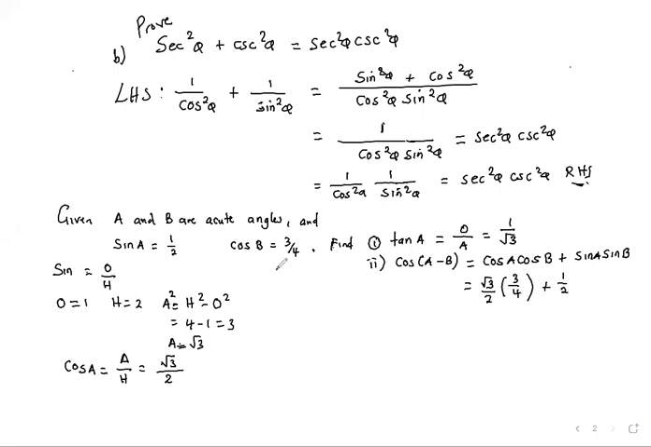Sin B again, we have adjacent of sin B is 3, hypotenuse is 4. So we want to find opposite. So opposite is the square root of what? Hypotenuse squared minus adjacent squared. That is 16 minus 9, which is 7. So I come here and say, I'm looking for sin B. Sin B is opposite, which is √7, over hypotenuse, which is 4.